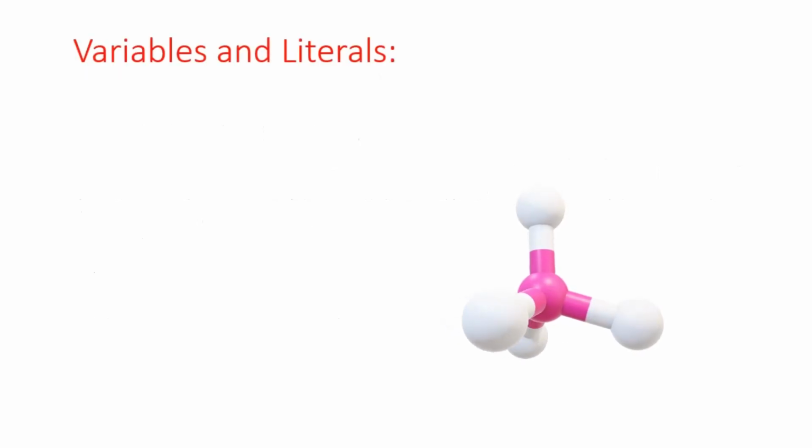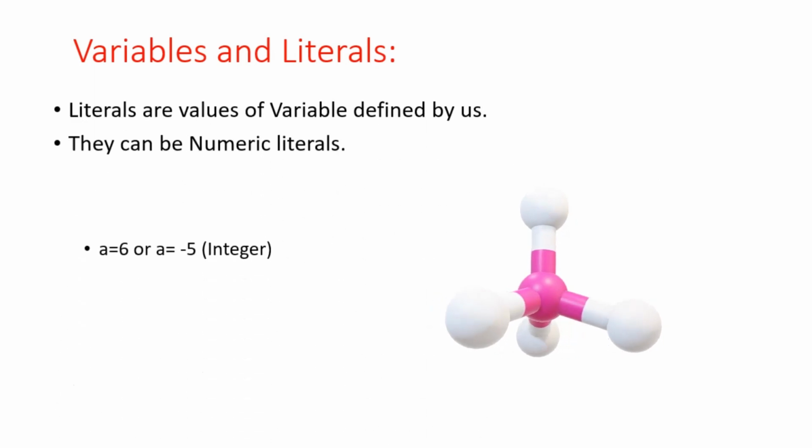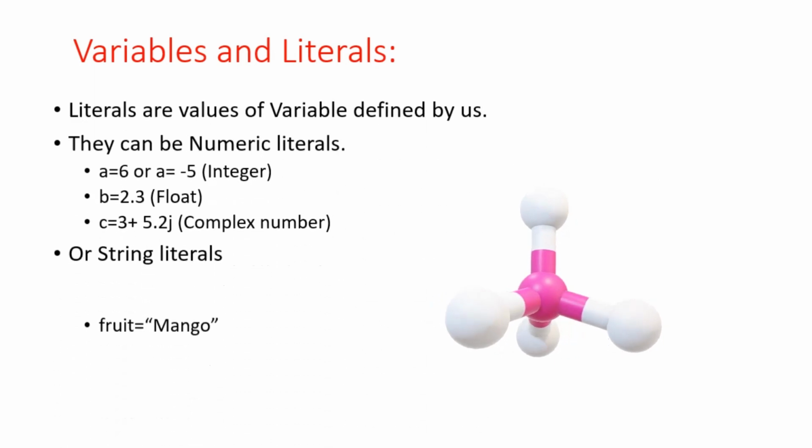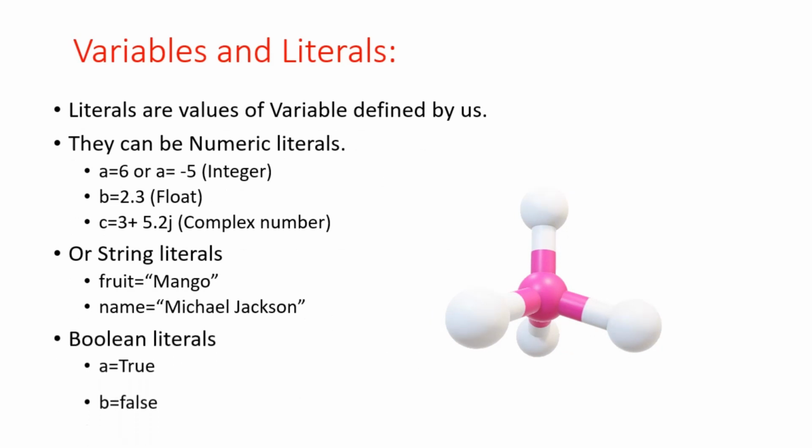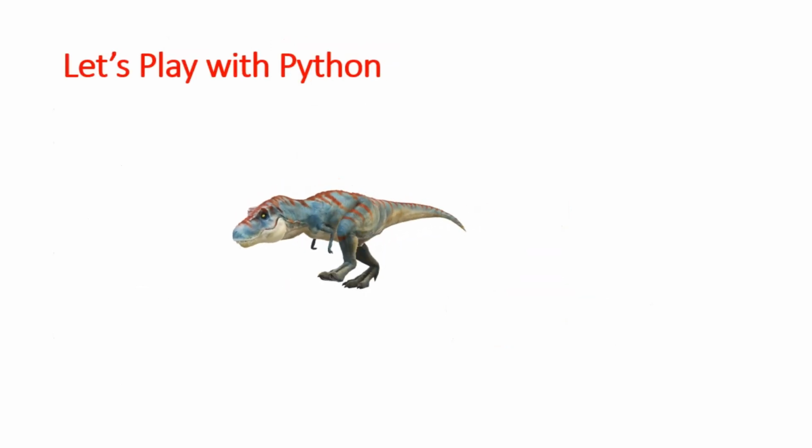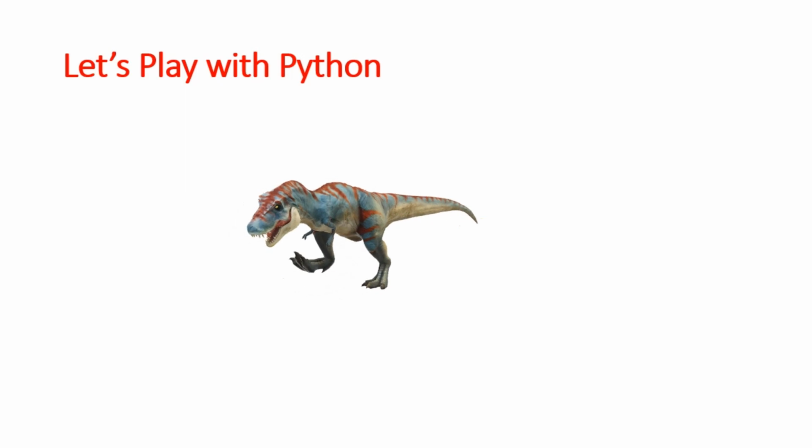Literals are the values defined by us for variables. They can be of three main types. Numeric literals have numeric values; it may be an integer, a float number, or a complex number. String literals are alphabets marked with single or double quotes, while Boolean literals present a true or false relationship. If you want to learn Python, you need to play with it.